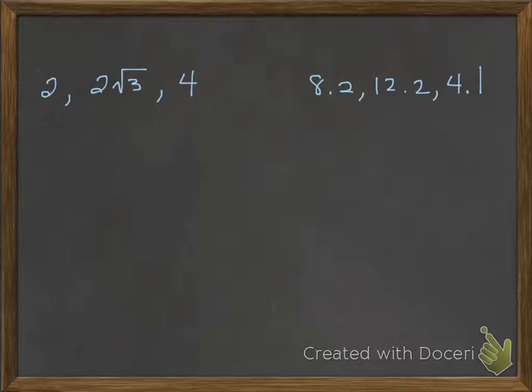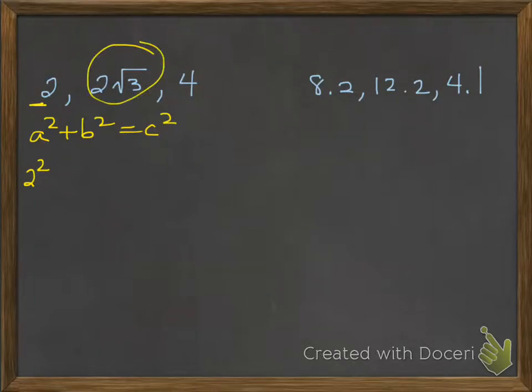Well, the first thing we want to do, because if they're not in order, we need to make sure we put them in order, is make sure we find the right a squared plus b squared equals c squared. That's the first thing we need to do. I clearly know that 2 is not greater than 4, so 2 is clearly going to be one of the legs. But what about 2 square roots of 3?